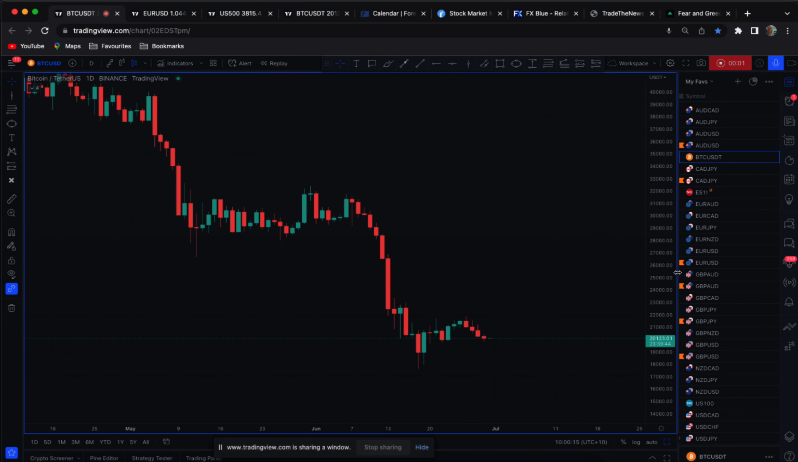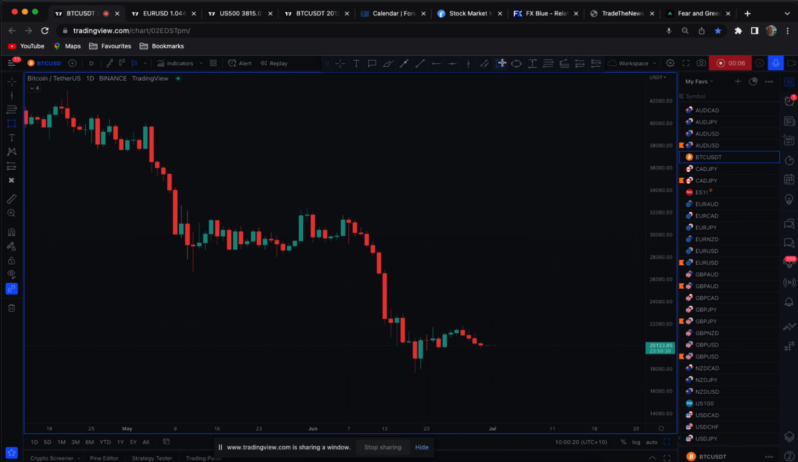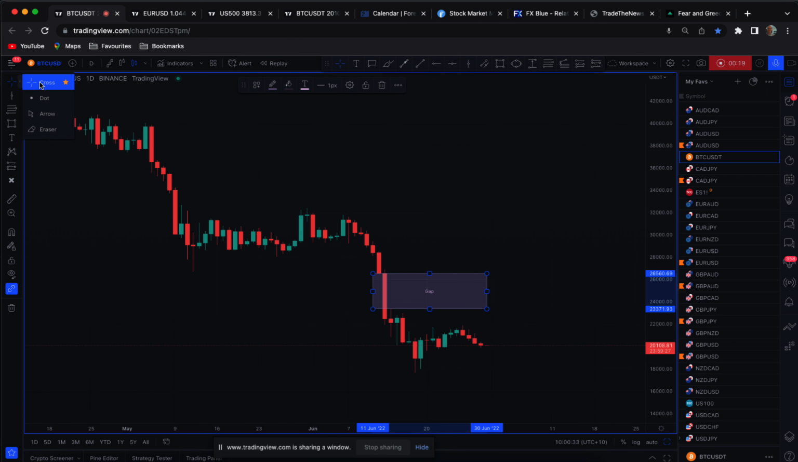Hi traders, Anthony here. Just taking a look at Bitcoin at the moment. I want to show you a few things that I'm seeing on the chart. We've got this imbalance through here that the market could look to trade back into. I'll just call that a gap. So I always like to have these marked up.